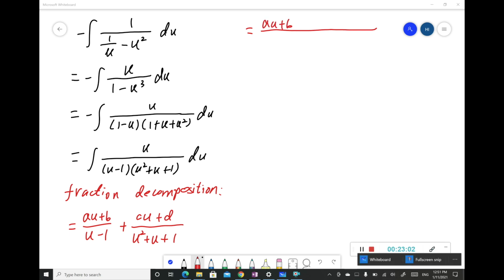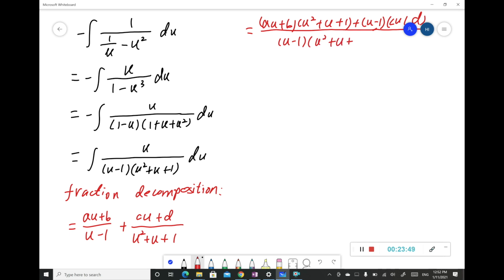So the first item, au plus b, times u squared plus u plus 1, and the second item will be u minus 1 times cu plus d, and the denominator will be u minus 1 times u squared plus u plus 1. Here is a plus.